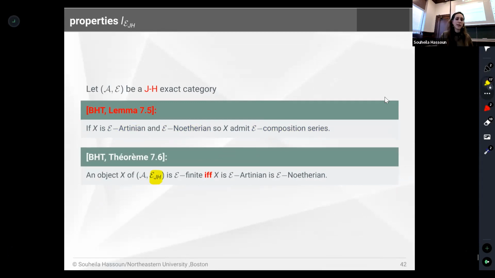So if we have it, then being Artinian and Noetherian will give a composition series, but also having a composition series will imply Artinian and Noetherian, which means that we can talk about an object being E-finite if and only if it has both properties. And by E-finite, I mean it has a finite length. So like there's a finite composition series, which gives us a finite length.